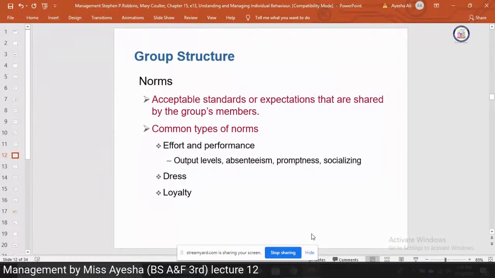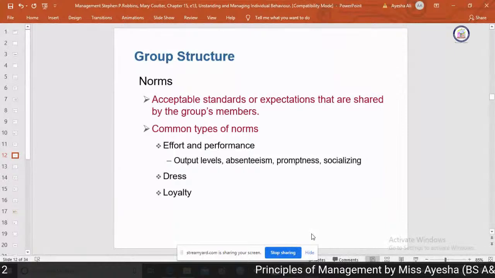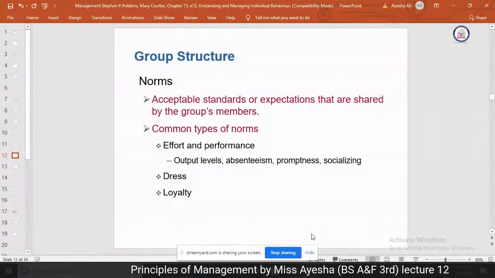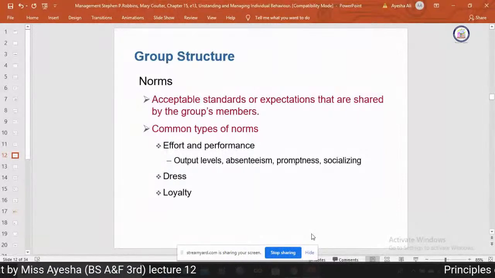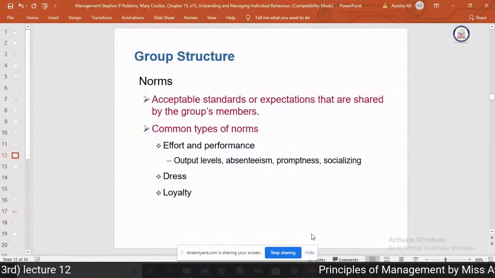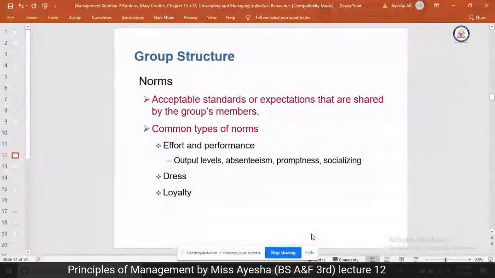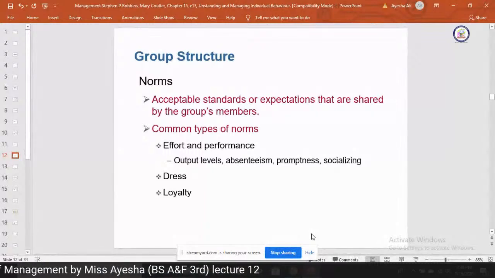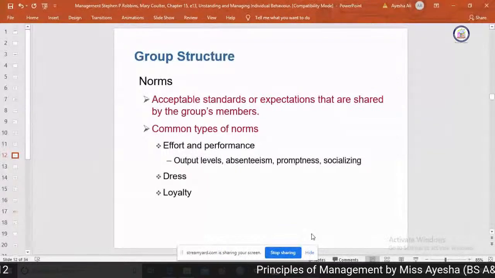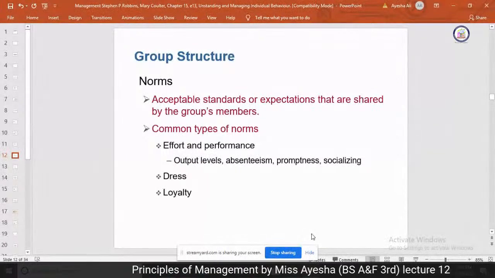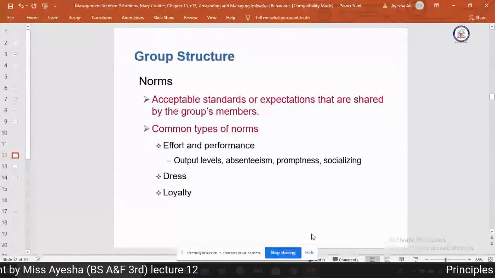They made some benchmark that individuals have to be regular. There is no compromise on absenteeism, and this is the output level, and this is the target he or she has to achieve on a daily basis. And socializing, try to cooperate with other group members. So these are the effort and performance norms set by the group.